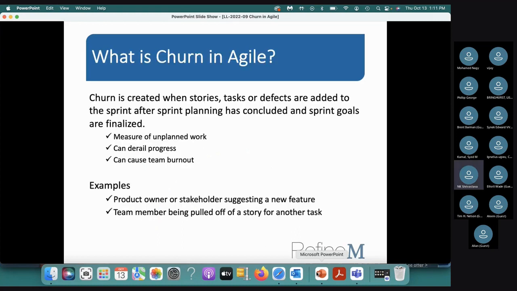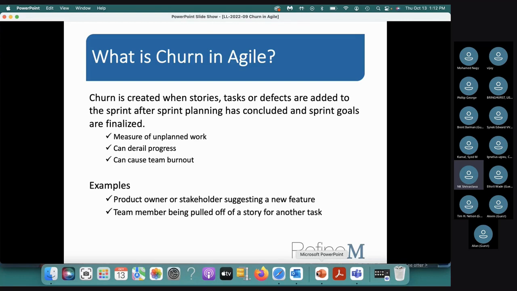Okay, so what is churn? Churn in Agile is created when stories, tasks, or defects are added to the sprint after sprint planning has concluded and sprint goals are finalized. So you finished your sprint planning, now you are running your sprint, okay? And then in between, you get urgent requests, ad hoc requests to include a story or a task or a defect that was not initially planned.